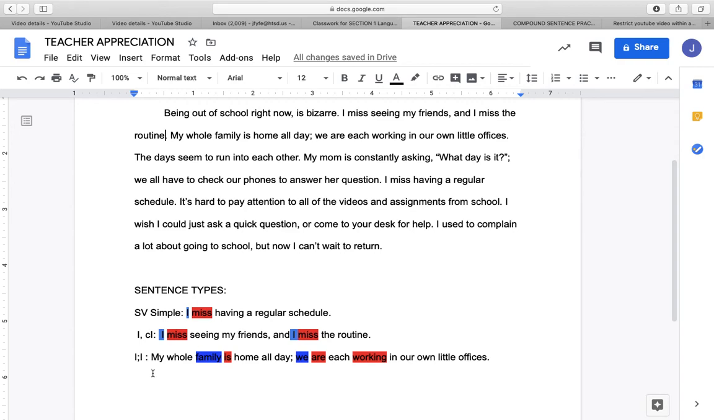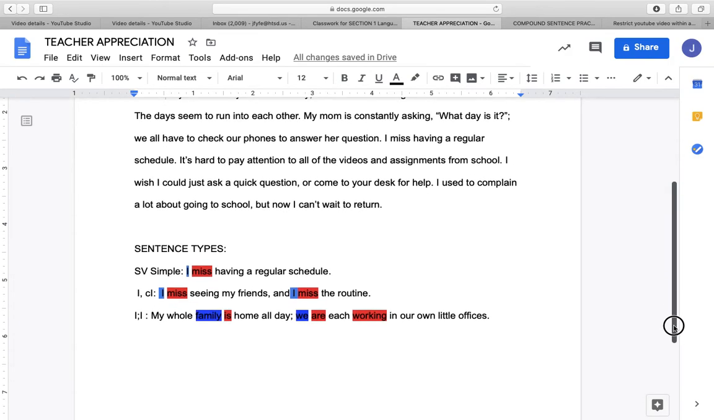so I know that that is the proper format. And the last one that had a semicolon was my whole family is home all day, which is an independent clause. Semicolon, we are each working in our own little offices. That's also an independent clause. And I highlighted here subject, verb, linking verb. So are working is one complete verb phrase.